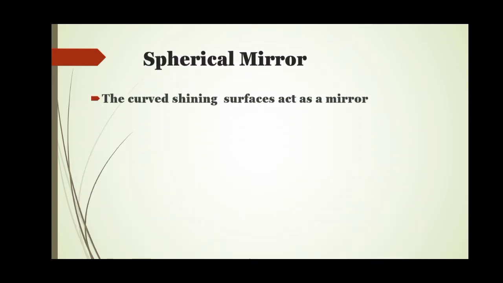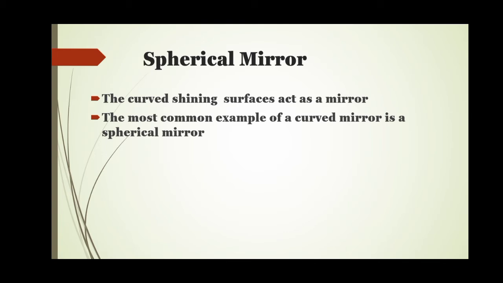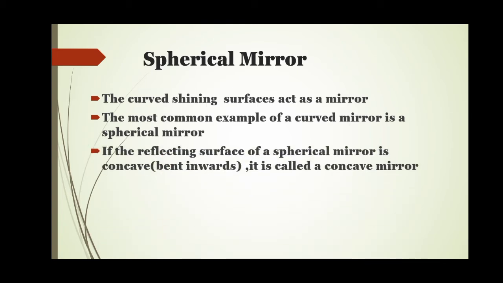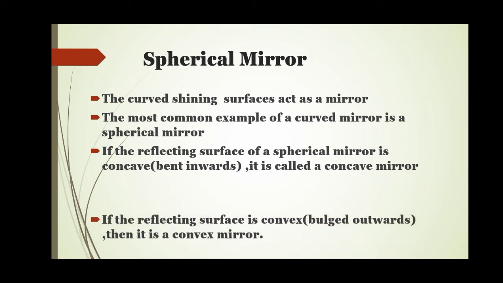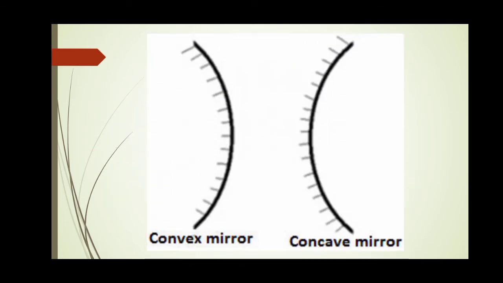The curved shining surfaces act as a mirror. The most common example of a curved mirror is a spherical mirror. If the reflecting surface of a spherical mirror is concave, or bent inwards, it is called a concave mirror. If the reflecting surface is convex, that means bulged outwards, then it is called a convex mirror. Here you can see the diagrams of convex mirror and concave mirror.